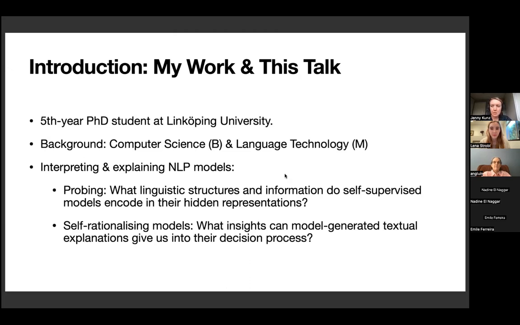And now I have moved a bit towards self-rationalizing models, asking the question, what insights model-generated explanations can give us into their decision process, and how we can know if this is a faithful explanation.